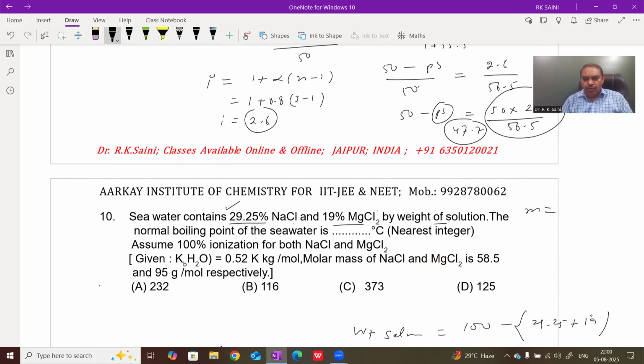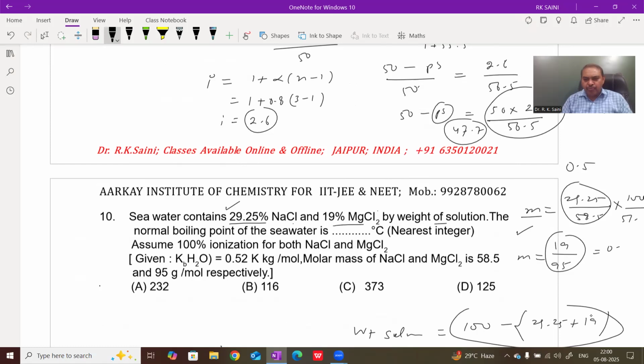Its moles: 29.25 divided by its molar mass 58.5 gives 0.5, check that, 0.5. And weight of solvent is 100 minus this, nearly 51 point something, divided by 1000. Therefore, the molality of NaCl. Similarly, molality of MgCl2. Their weight is 19 gram, their molar mass is 95, it means their moles is 0.2, divided by mass of solvent, this is the mass of solvent, into 1000. And now solve the problem.